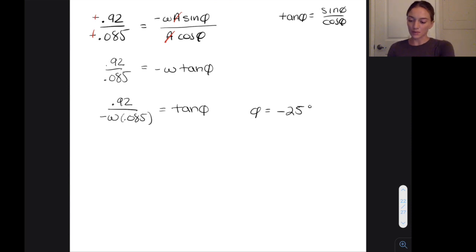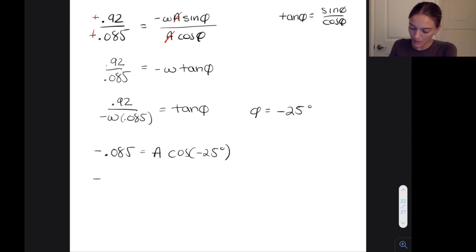Now let's find the amplitude. So the amplitude we can just plug into the x equation. So we can just say negative 0.085 is equal to the amplitude times cosine of negative 25 degrees, because that was our phase constant. And we'll get that cosine of negative 25 is 0.9.